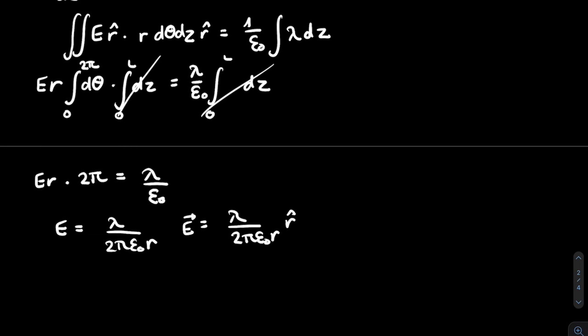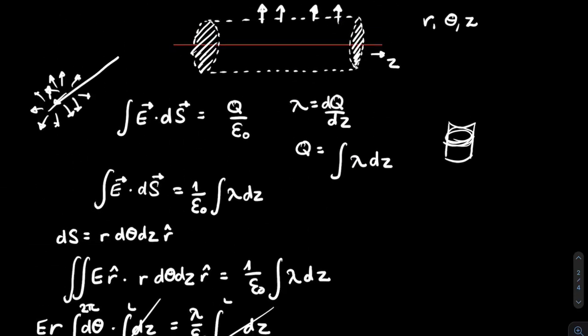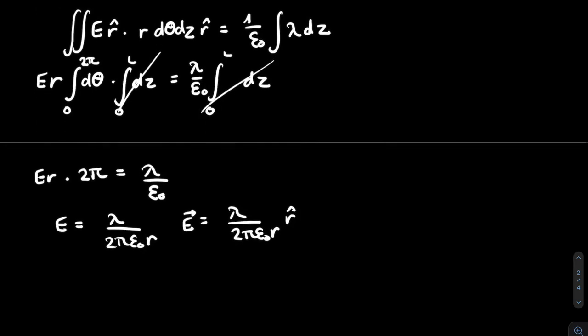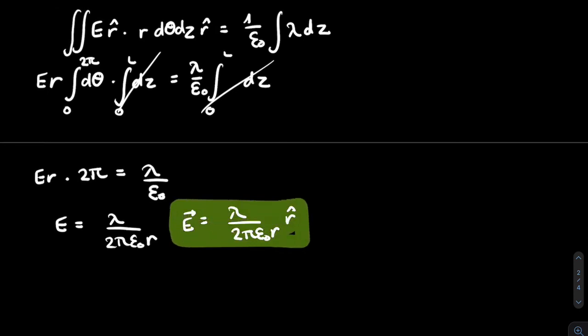Now of course this r hat is not the same r hat as the spherical r hat. This r hat is just the one that points radially away from this line right here. So that is our electric field as a function of the radial distance r, and it only depends on r. It doesn't depend on theta, and it doesn't depend on z either. So that's what you'd expect. You'd expect the electric field to decrease in strength away from the wire, and you wouldn't expect it to change depending on how far up the wire you are.